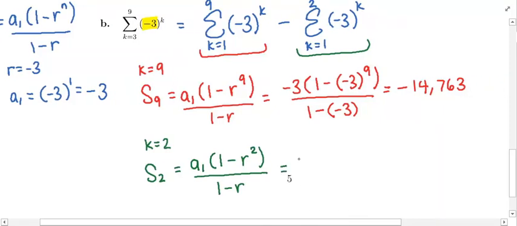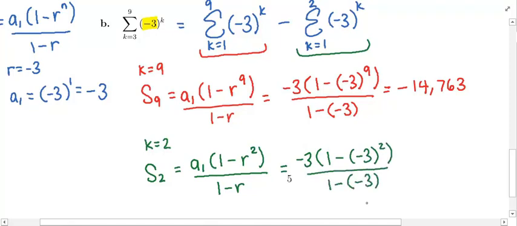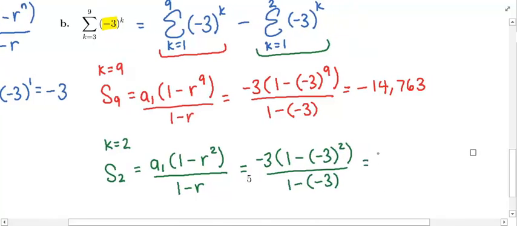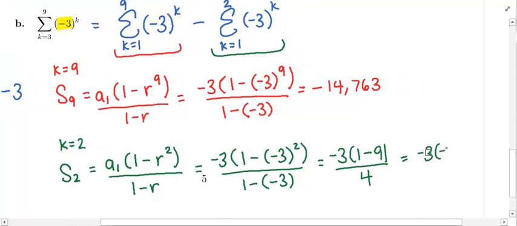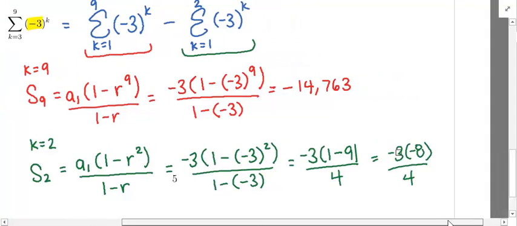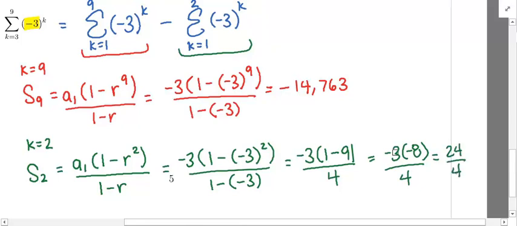Plug everything in. The first term is -3. We're multiplying that by 1 minus the r value, which is -3, raised to the 2nd power. The denominator will be, again, 1 minus a -3. So let's calculate this. This is going to be -3 times 1 minus -3 squared, which is +9. The denominator will be 4. So this is going to be -3 times -8 over 4. We don't even need our calculator here. This is going to be 24 over 4, which is just 6. That's a very small number. It makes sense because we're just adding the first two terms.